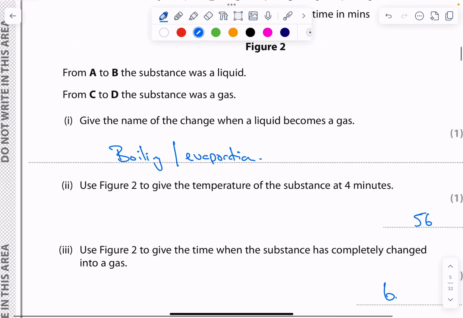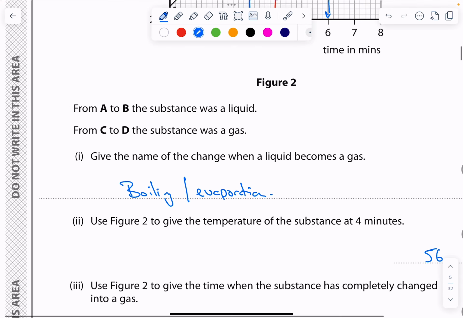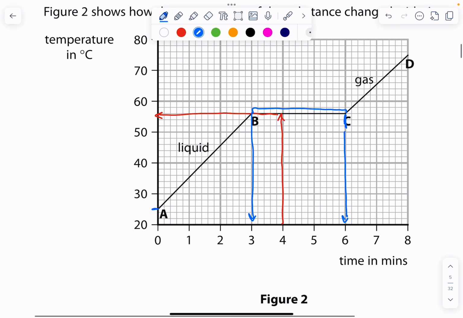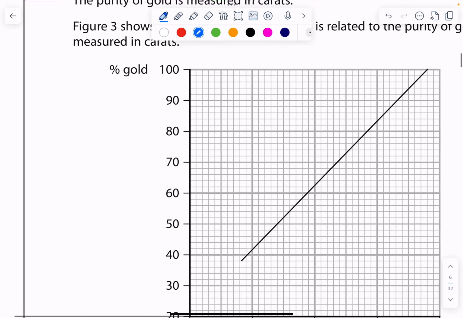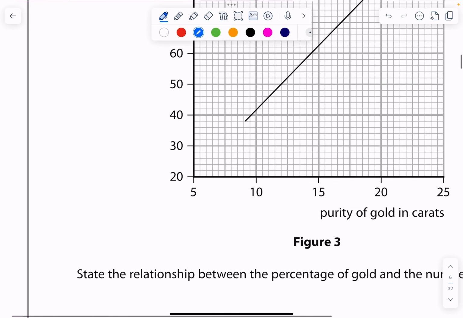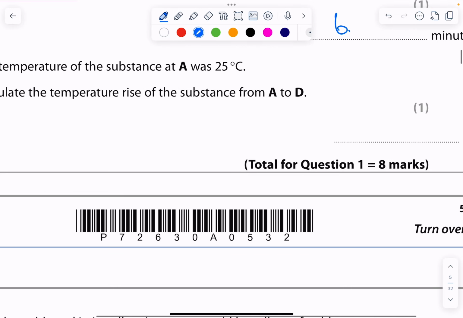The temperature of A was 25. Give the temperature rise. Okay, so here at this point, we're told it is 25. If we come up to here, I'm going to draw a line across. So it sits in there. I can see from that line that's 75, because here we have got 72, 74, and it's halfway, so 75. So in my calculation, that ended at 75, started at 25, so the temperature change is going to be 50.